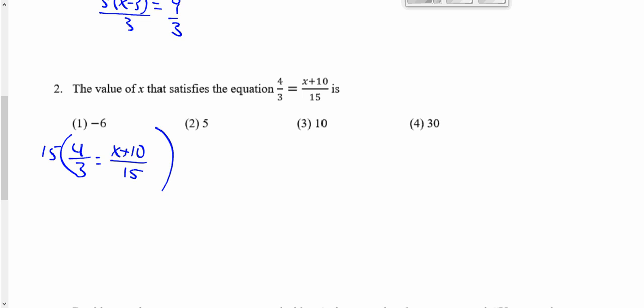Look here. What's 15 divided by 3? 5, times 4, 20. And what is 15 divided by 15? 1. And then just x plus 10. Look at that x. They're going to make me put the x on the right-hand side. Just do x plus 10 equals 20.